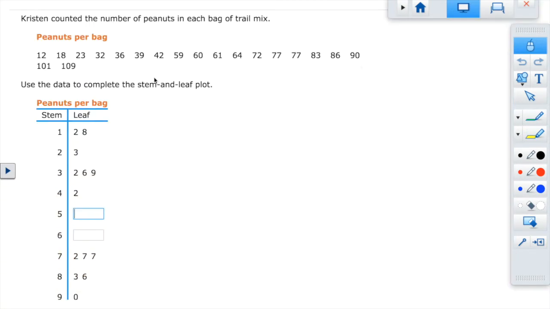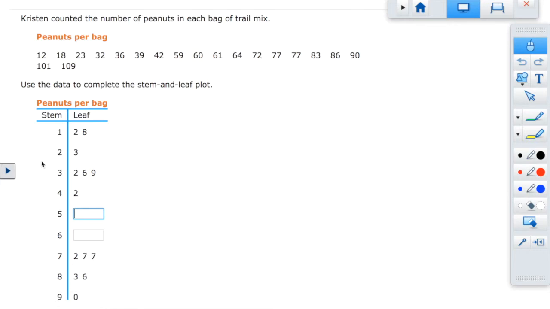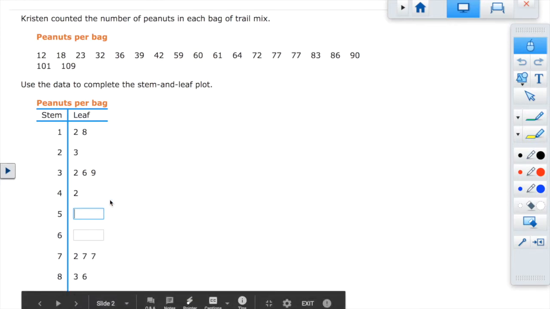Let's get started. Kristen counted the number of peanuts in each bag of trail mix. So here are all the number of peanuts in each bag of trail mix that Kristen counted. They started a stem and leaf plot. So the characteristics of a stem and leaf plot are the numbers that are the stems are all of the numbers that are in the tens place in your data set. So you see we have 10, 10, then 20, 30, all the way up to 100, which got cut off, but that would be a 10 down there.